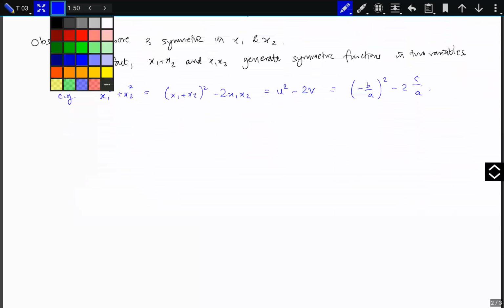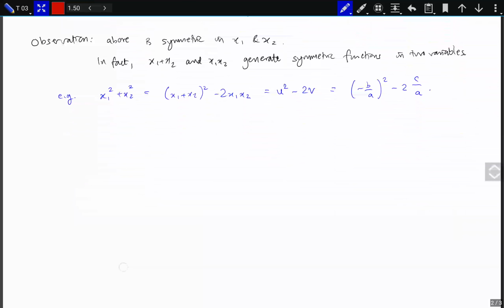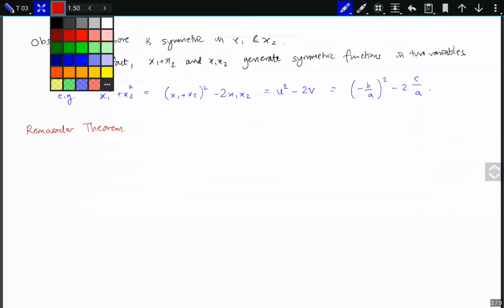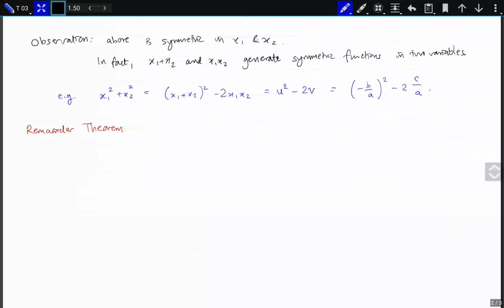So let's move on now to the remainder theorem. Don't worry if you didn't follow all of that. Great if you did. As always, you'll get more practice in the actual tutorial. So for the remainder theorem, this is the second theorem of this lecture, this week.